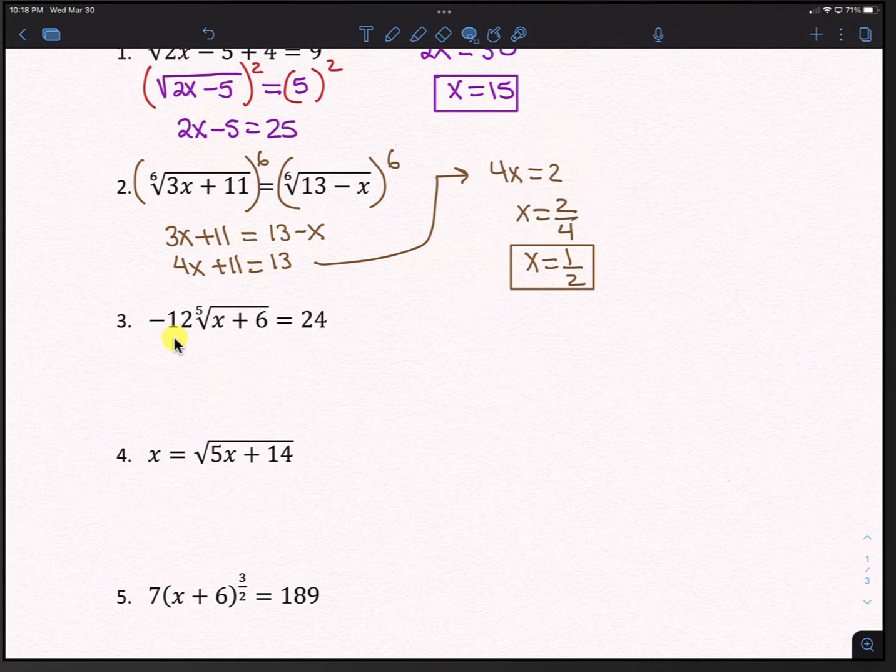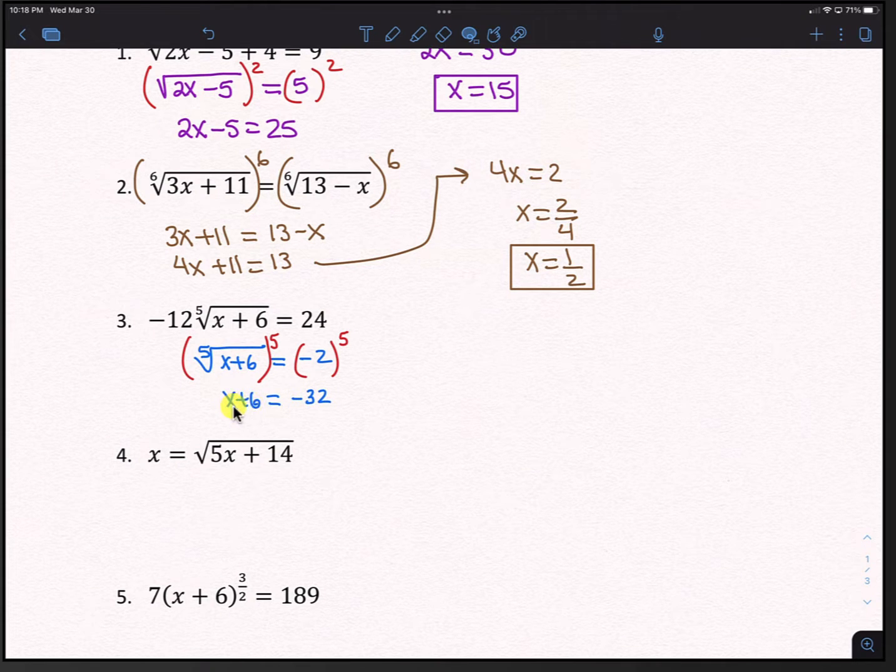All right, for number 3, we have this negative 12 times the radical equals 24. We want to get the radical by itself, so we'll need to divide by negative 12 on both sides. And that results in the 5th root of x plus 6 equals negative 2. Now let's raise both sides to the power of 5 to undo the radical. And the result of that is x plus 6 is equal to negative 32.